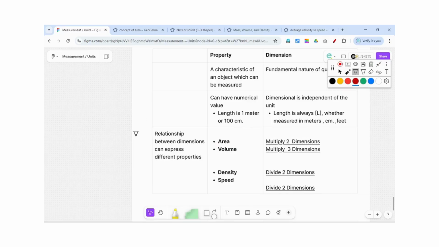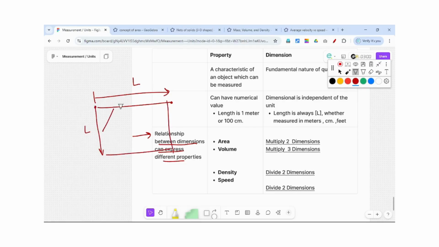To make it clearer, we can say that the relationship between dimensions can express different properties. So, for example, if I say length, the distance between 2 points, this is one dimension. But if I multiply length with another length, then I'll get a property of area. I can say this is a smaller length, so I will say width. So I can say length multiplied by width, I'll get area.